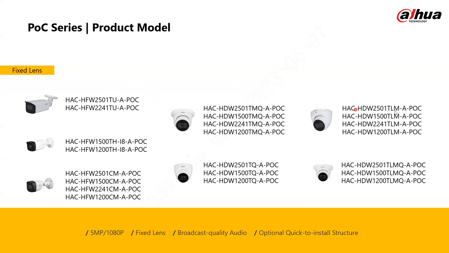There are different types of casing here, most of them basically quick to install. Yes, all these are basically POC enabled. Take a look at this, for example, 1500 TH I8. This shows that it supports an IR distance of 80 meters, supports audio, and again, is POC enabled. So these are for the fixed lenses.